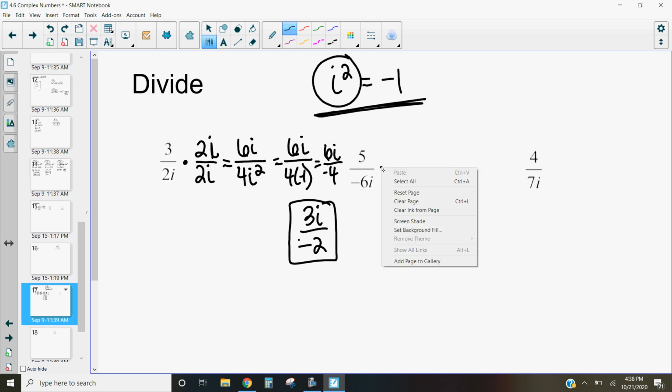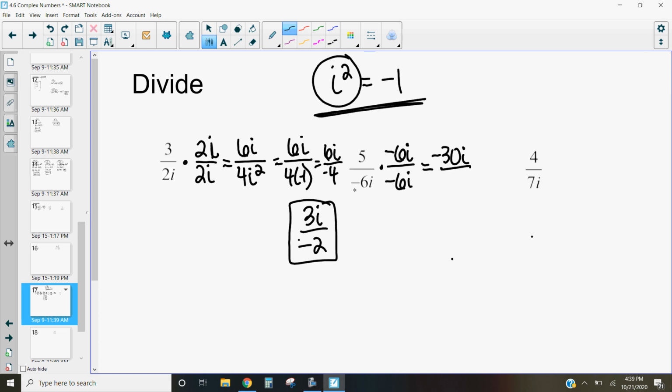And again, we're just going to multiply it by the special form of 1 that looks exactly the same as the denominator of what we're dividing by. So we're going to multiply by -6i divided by -6i, and that gives us -30i over, well, -6 times -6 is 36i squared.